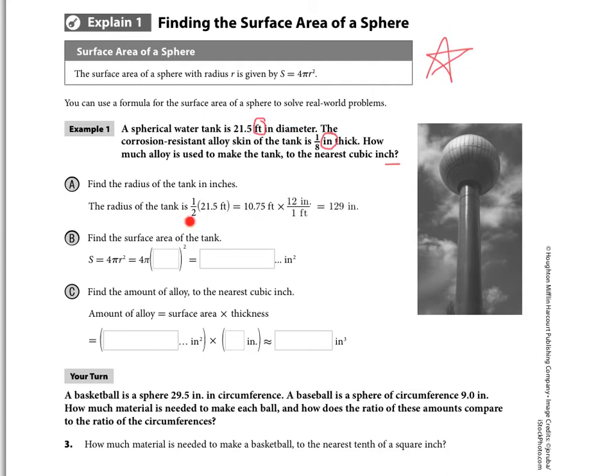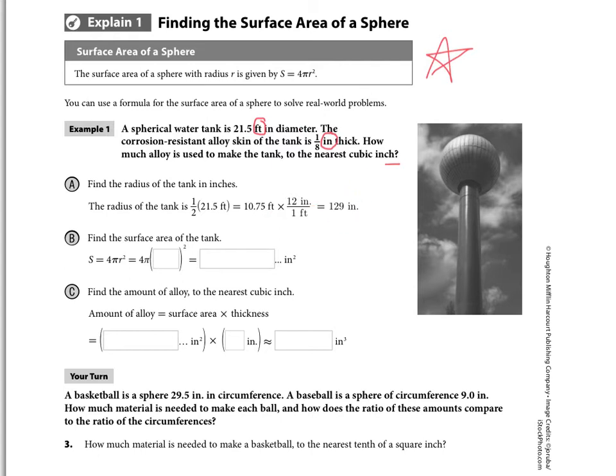So we're going to take half of 21.5. We're going to get 10.75, but remember, that's still in feet, gang. So then I need to multiply by 12 inches over 1 foot to get the feet to cancel out. And so my radius is just 129 inches, okay?